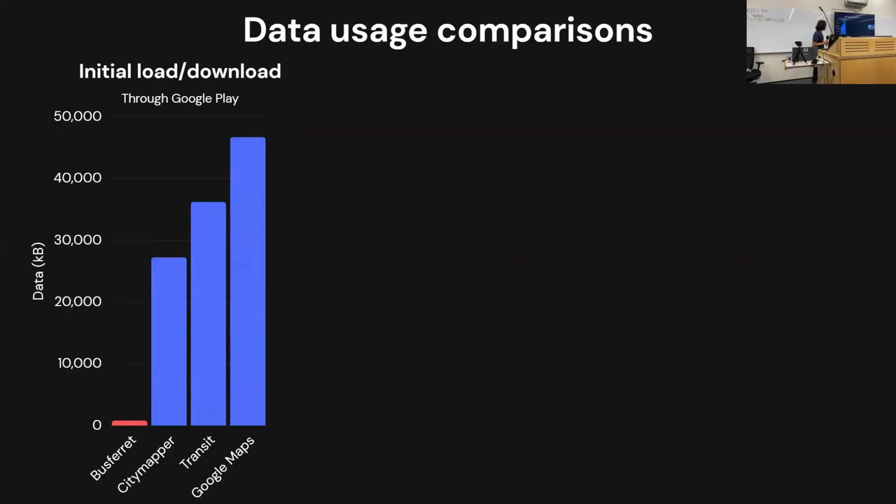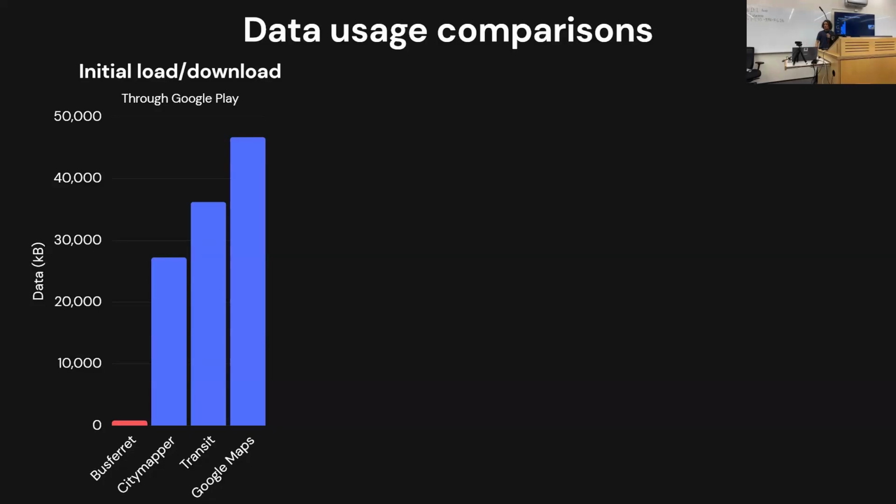Citymapper is the second least amount of data used, and it was still about 40 times more data than Busferret. And also, I think it should take into consideration that Busferret also includes all the data of all the roads in Toronto and all the routes on the TTC, but these data amounts don't.